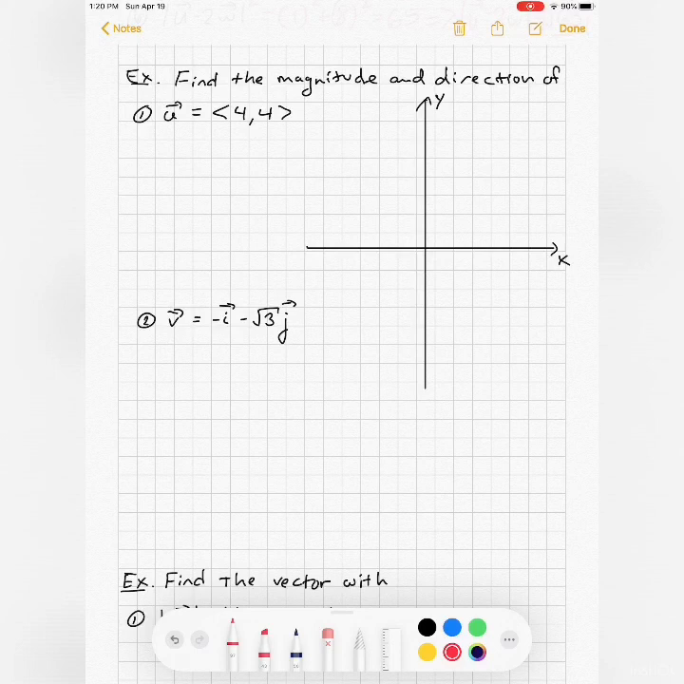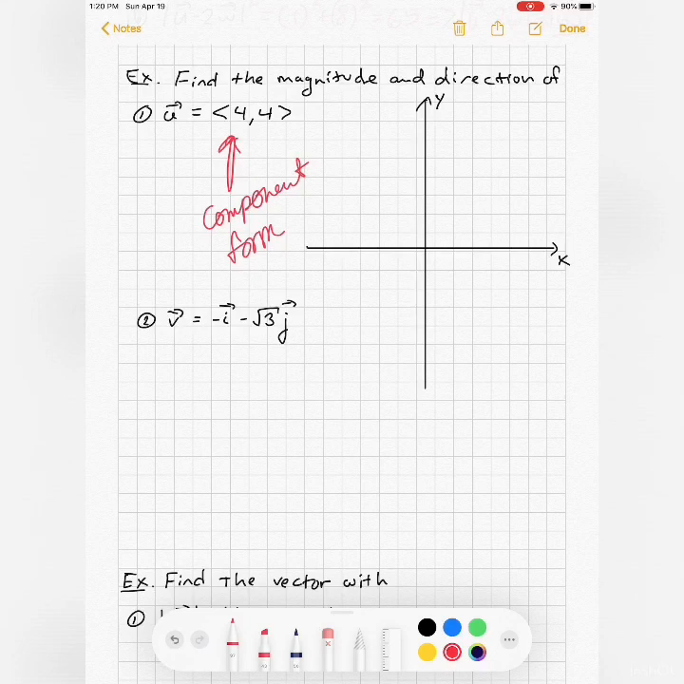Okay, find the magnitude and direction. Well, we've just been doing the magnitudes. The more interesting part here will be the direction. Okay, starting with my vector u. That's a vector again, that guy's in component form.